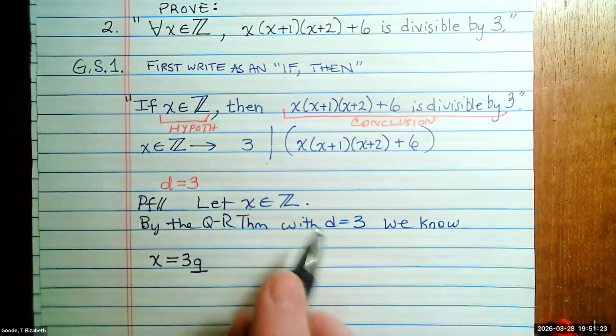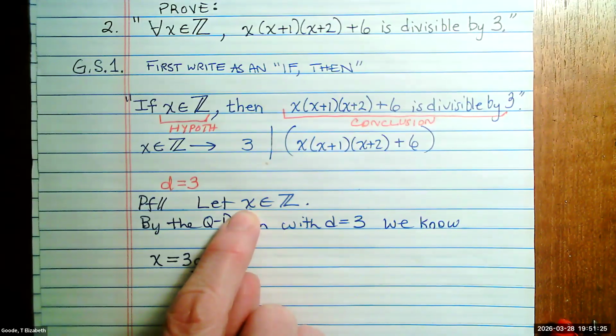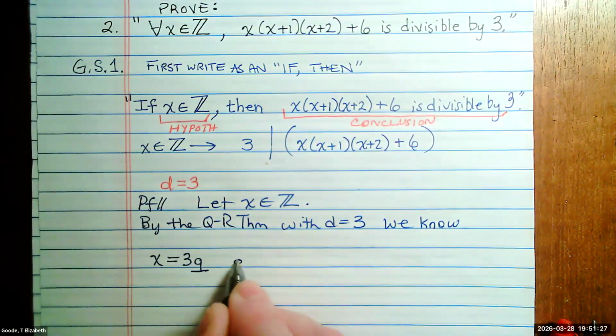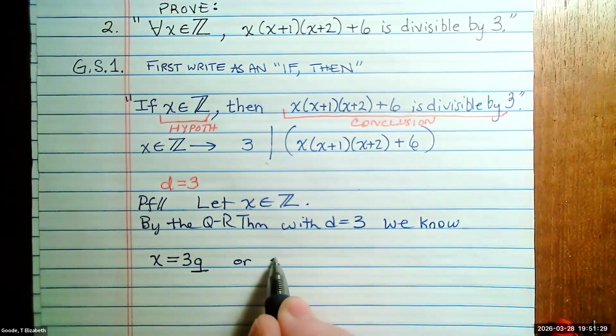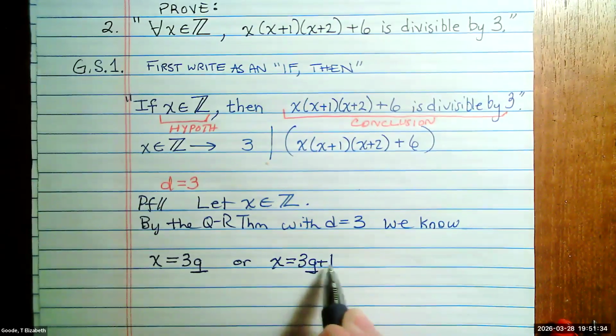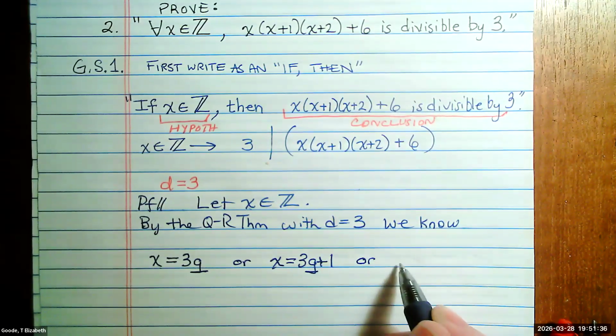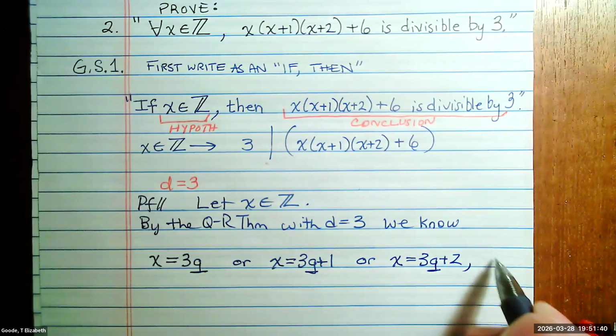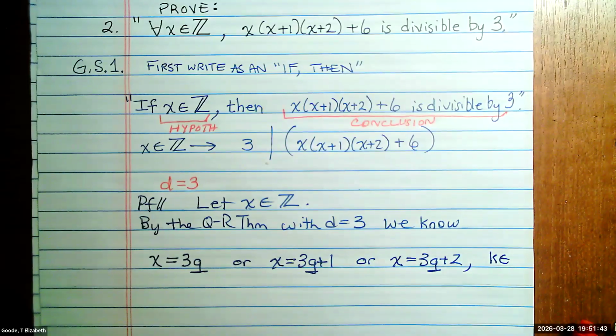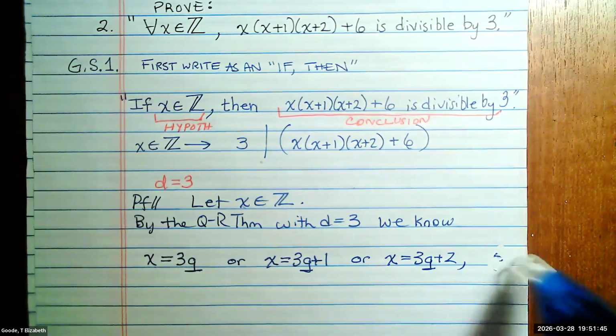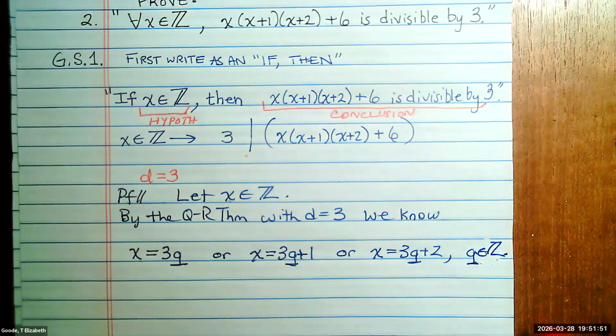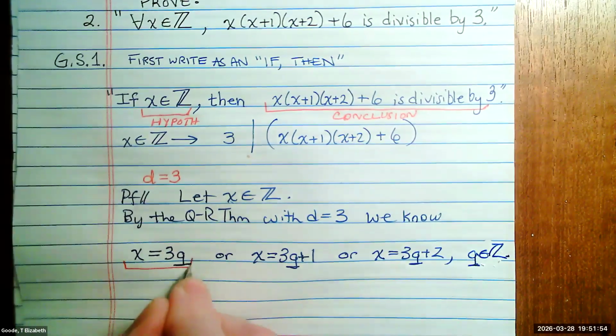When we play divisor games, you have to have something that's getting divided. We need an equation. Or, what's the next one? x equals 3q plus 1. Good. Or, what else could happen? Or x equals 3q plus 2. Great. And for all these, q is in Z, right? Yes, q is in Z. So we actually now have our three cases all set up.